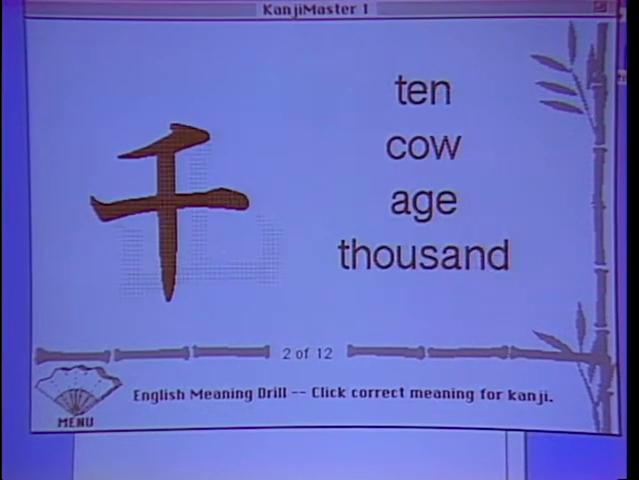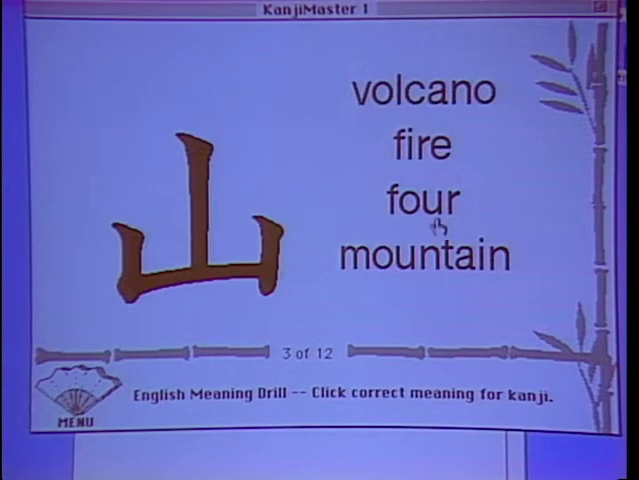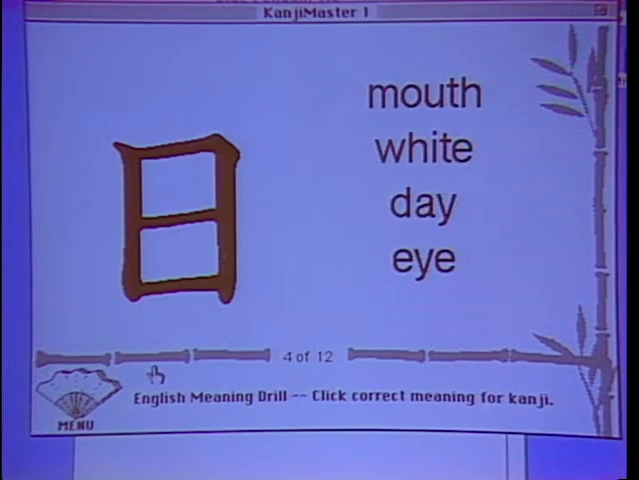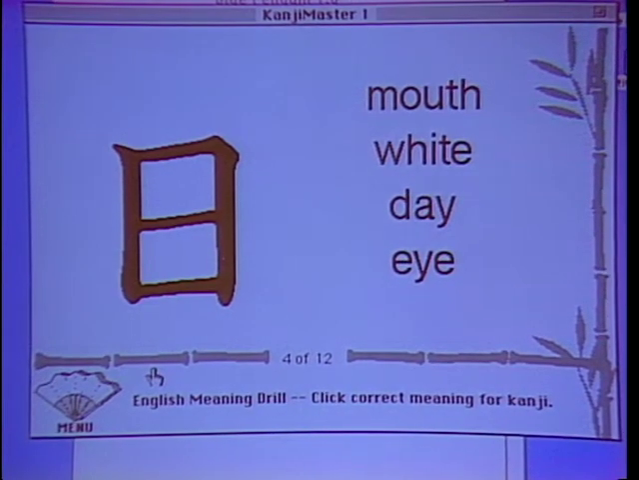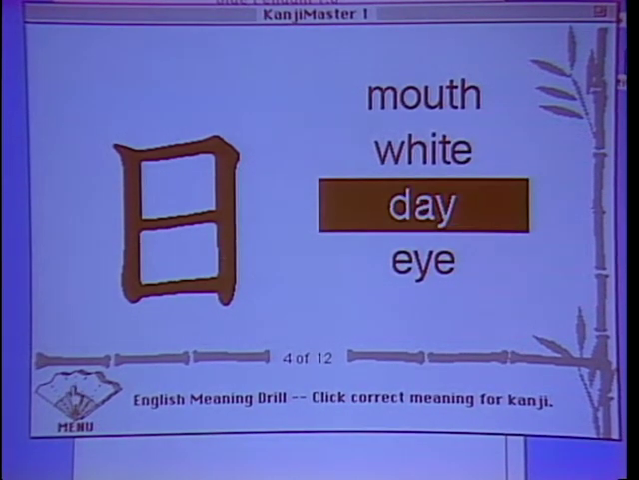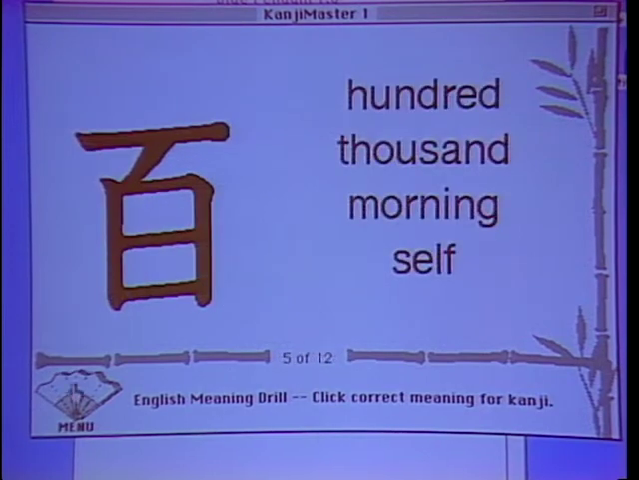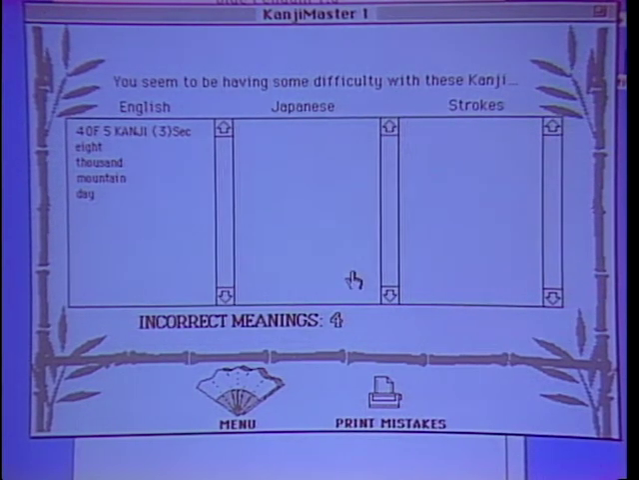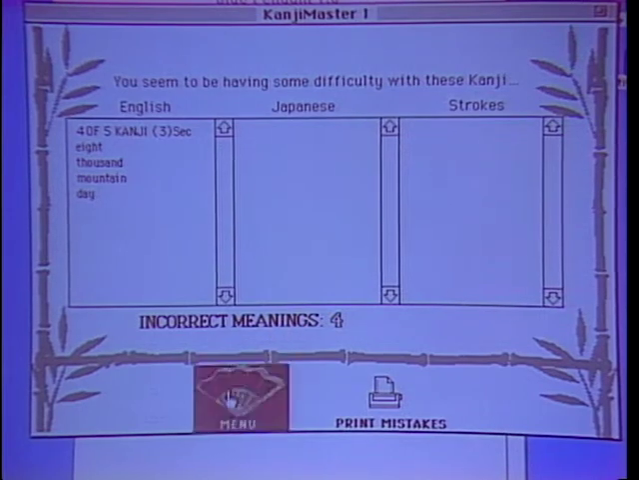If you're right, it'll tell you, and like that. So there are, in addition to that, you can do a lot of other things with it. For example, you can do the same thing in Japanese. By the way, this shows me all the ones I missed, and I can print them out, and I can create a subset of these and practice on just what I missed.